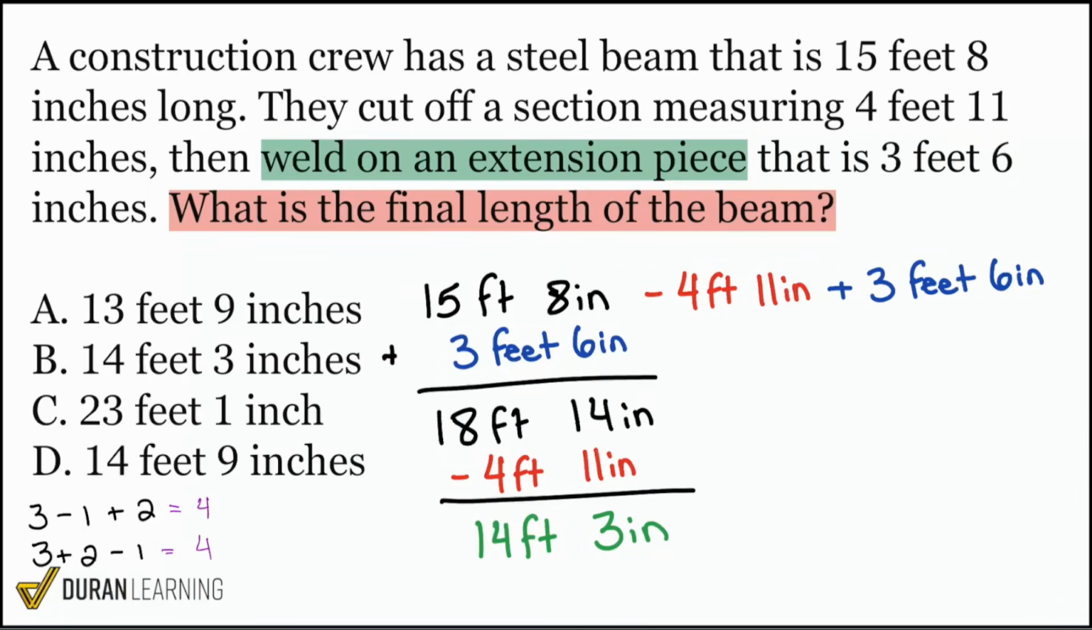If you wanted to subtract, guess what? 8 inches minus 11 inches would have forced you to do more work. I noticed that if I added first, right over here with the 3 feet 6 inches, boom, I have 14 inches. And now I don't have to borrow. I can do 14 minus 11, gives me 3. No other work needed, and I am good. The correct answer for this problem here is answer choice B, 14 feet and 3 inches.